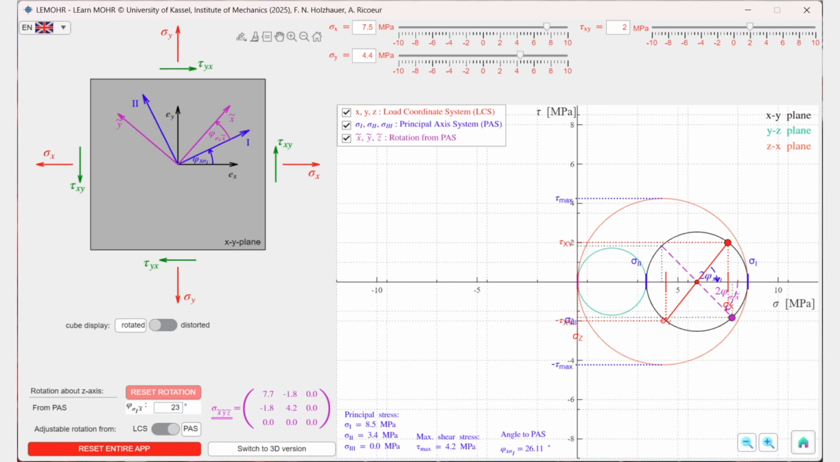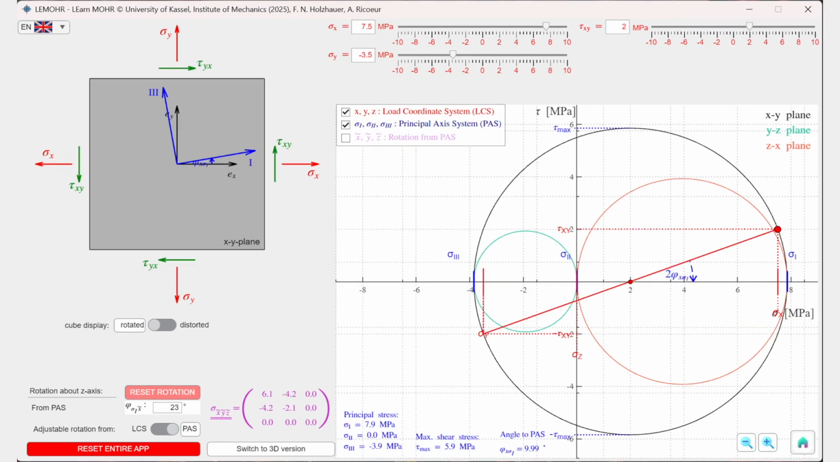These components are shown here in the stress tensor of the rotated system. The same applies to a rotation out of the principal axis system, in other words, from the horizontal axis in the stress diagram. If only one component of the prescribed plane stress state is changed, for example, if sigma y becomes negative, then the intersection point of the Mohr circle of the xy plane may lie to the left of the origin, because the plane stress state in the xy plane still implies that sigma z equals 0.